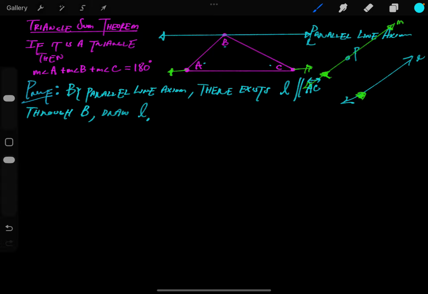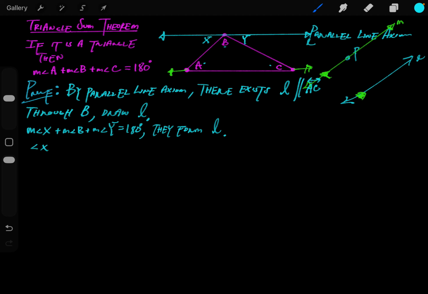And then what we say now is we label these newly created angles X and Y. And then we can say the measure of X plus the measure of B plus the measure of Y is equal to 180 degrees because they form the line. They form line L. Okay? Now we're going to say that angle X is congruent to angle A by alternate interior angles theorem, because these two lines are parallel. L and AC are parallel.